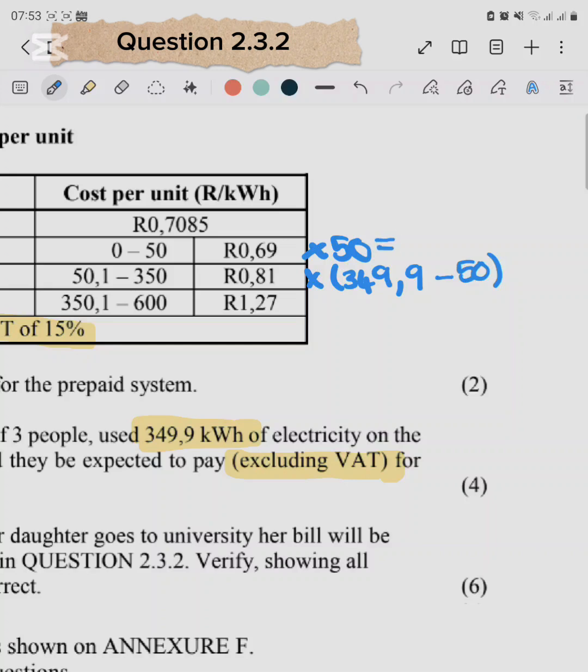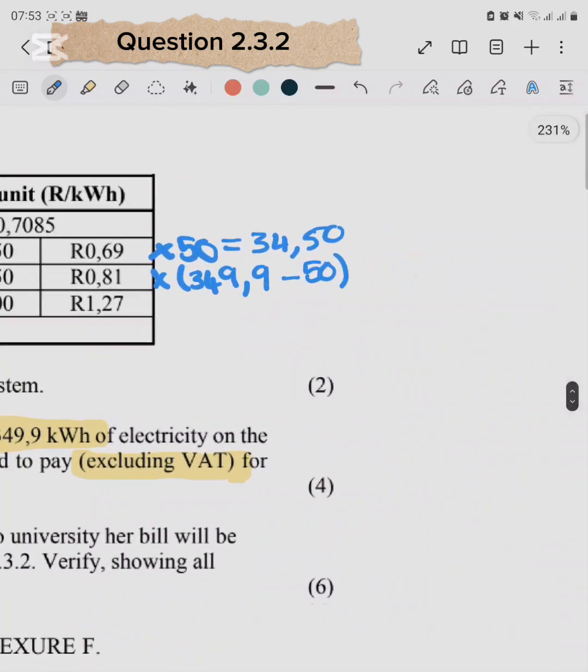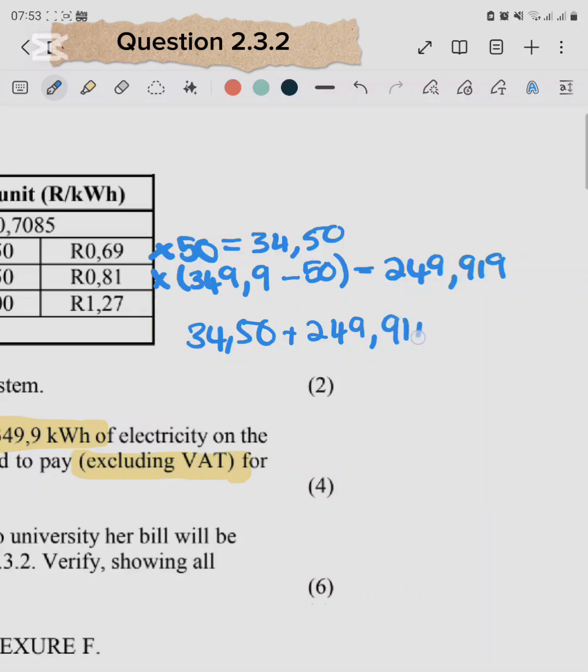And then when you calculate that out, your first bracket is 34,50, and your second bracket is going to be 249,919. And then all we're going to do is total them together. We're going to say that the 34,50 plus the 249,919, which is going to give us 277,419.